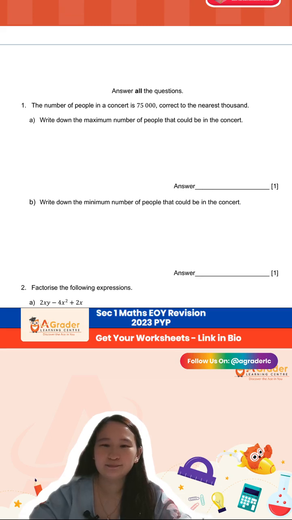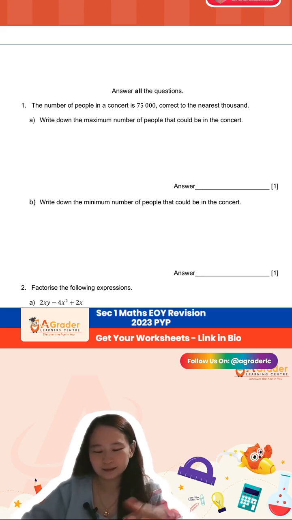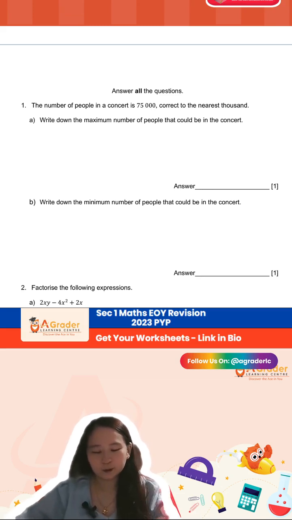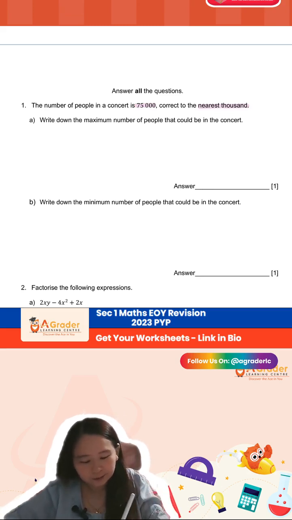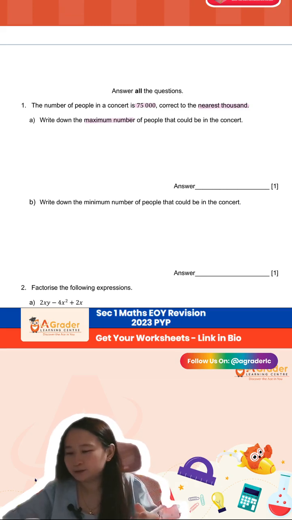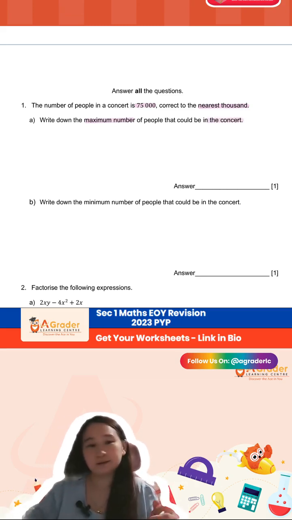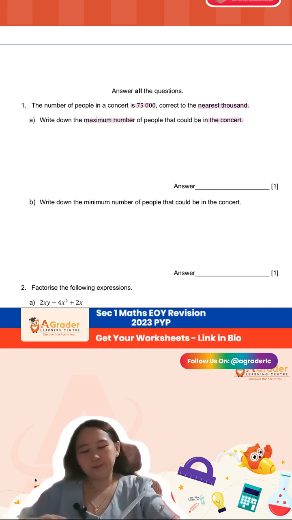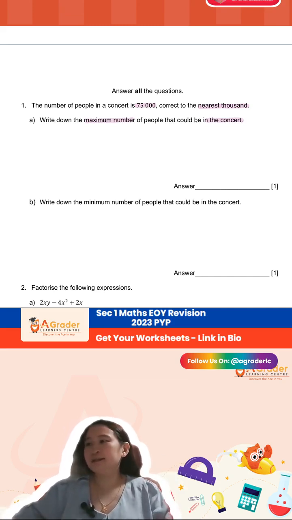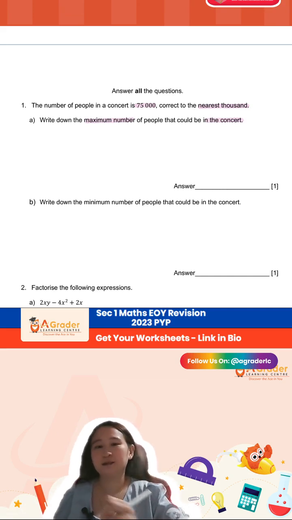Anyone? Okay, so they tell you that the number of people in a concert is 75,000, when it is correct to the nearest thousand. Write down the maximum number of people that could be in the concert. Okay, so when they say write down the maximum number, means the number is rounded down to 75,000.